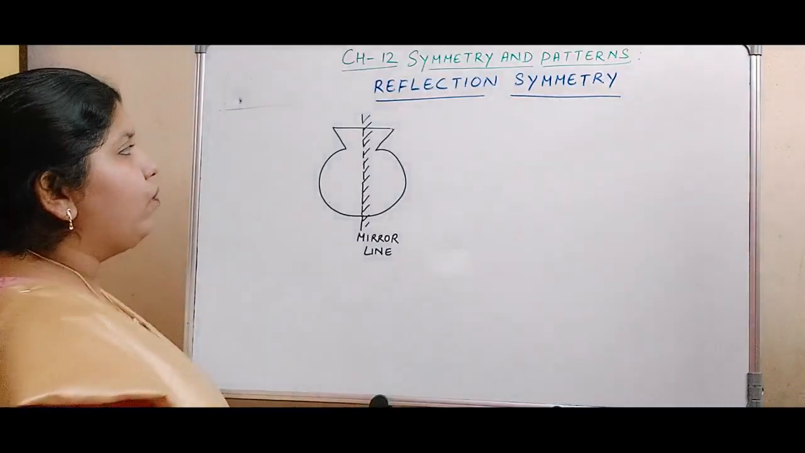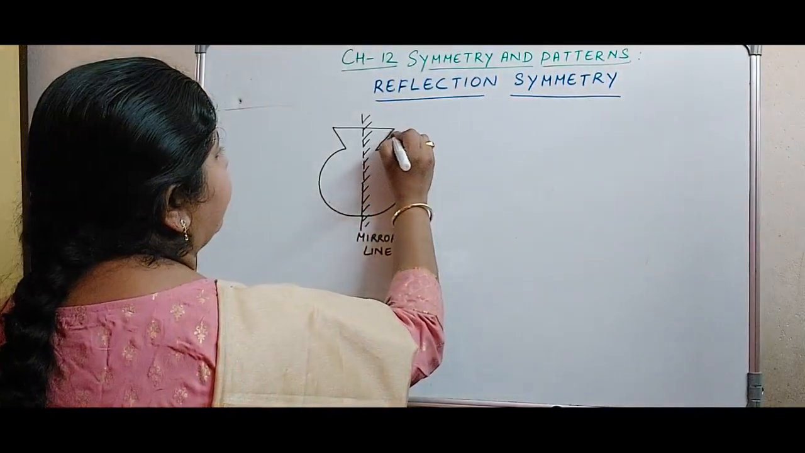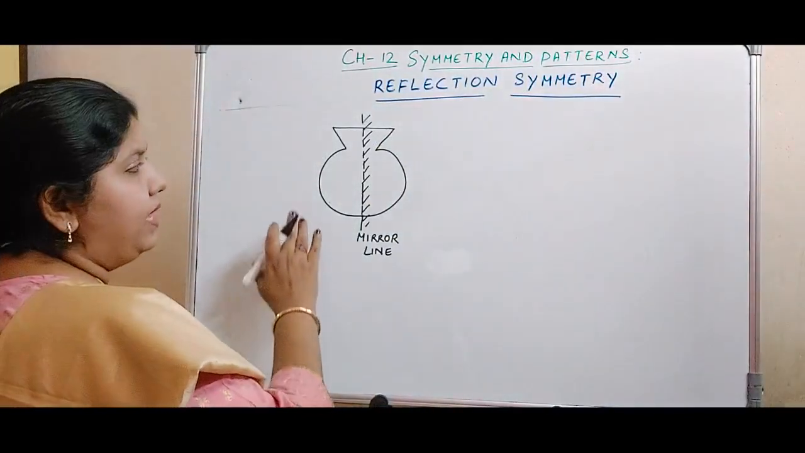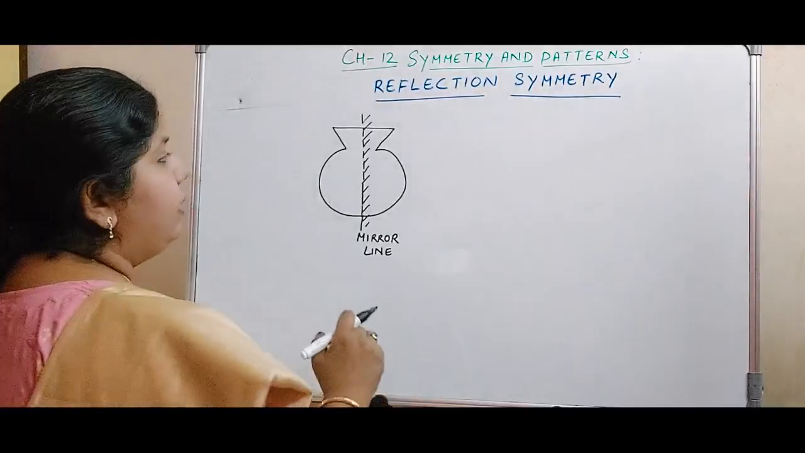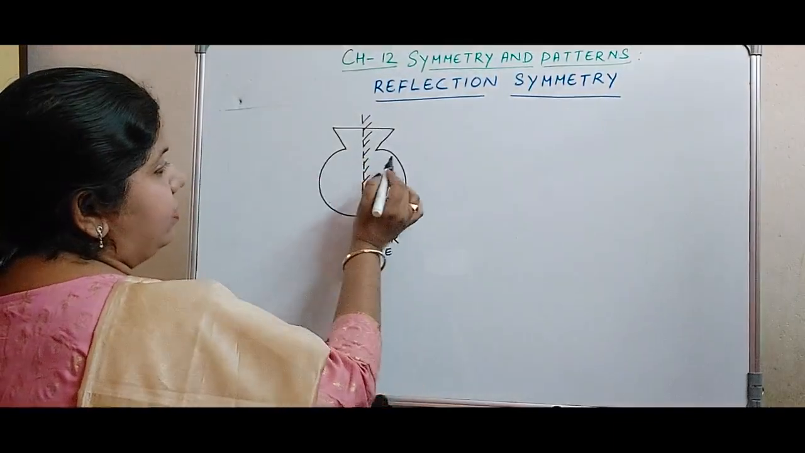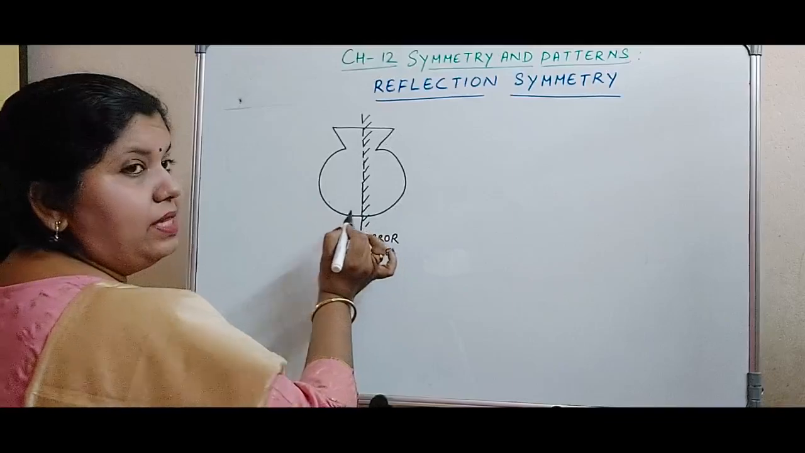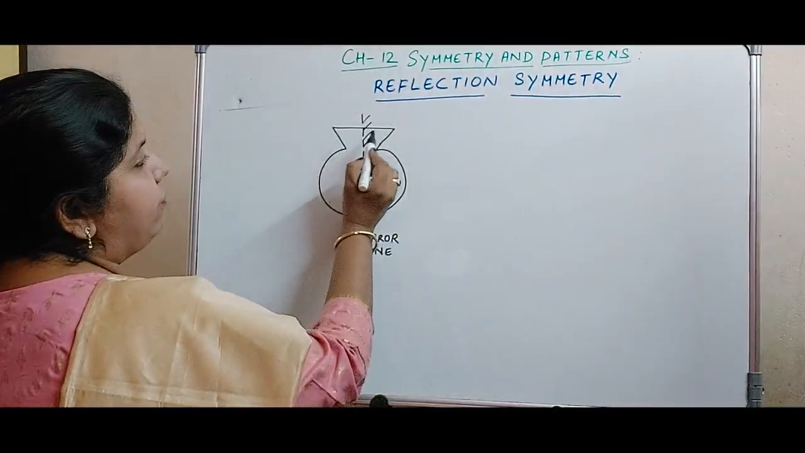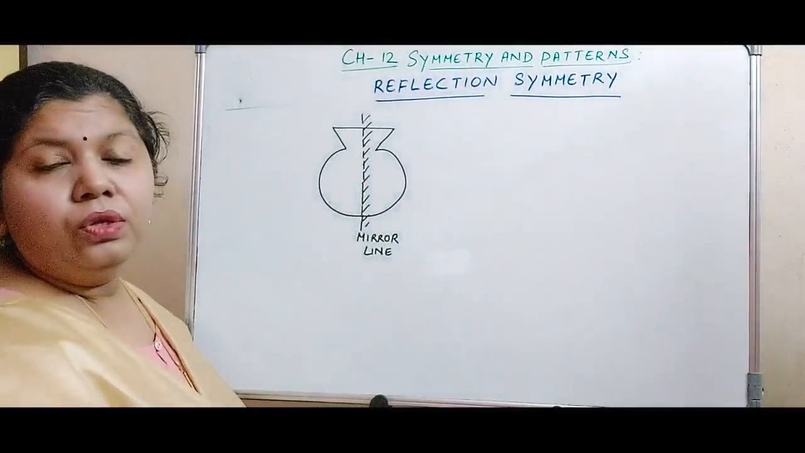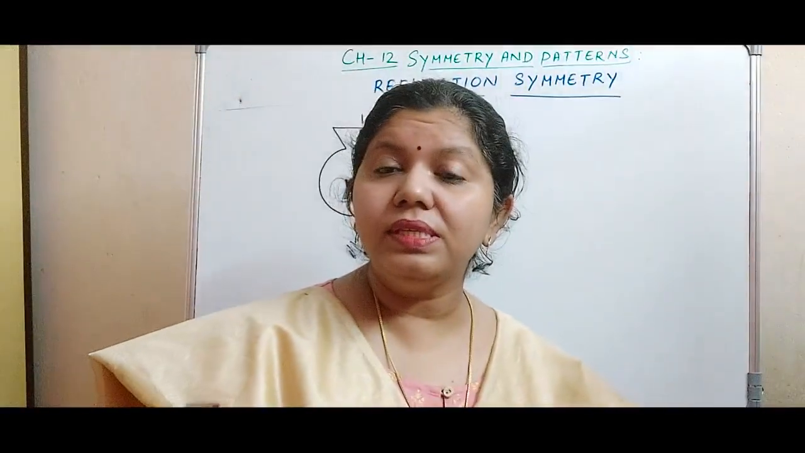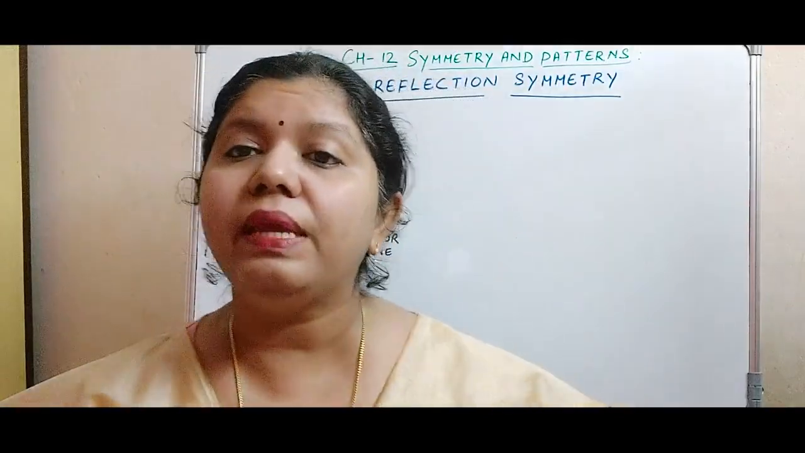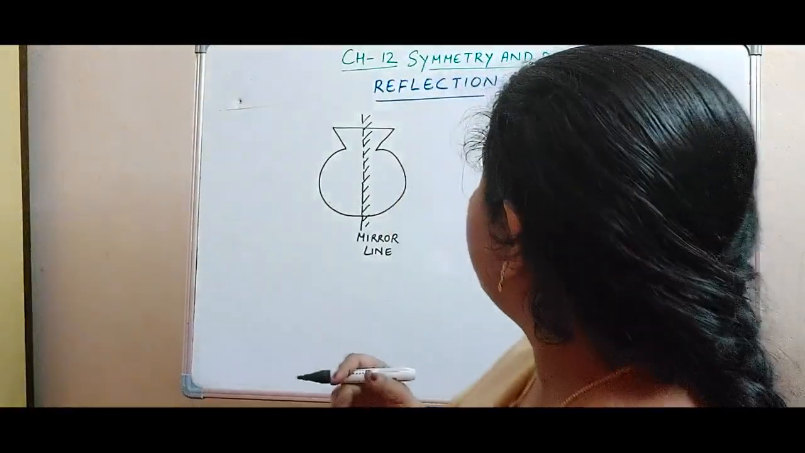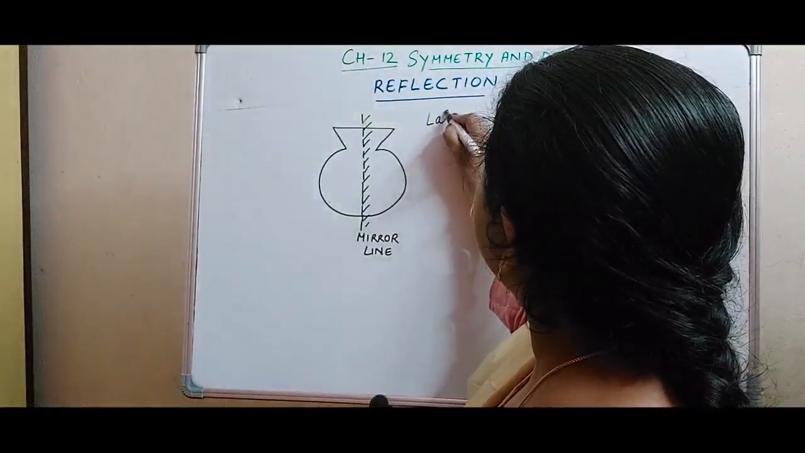Okay, but one problem is there. If you notice it carefully, there is some problem. What is the problem? If this is tilted towards left, here this round is bulging towards the right side. Here bulging is towards the left. Here the pointing is towards the left. Here the pointing is towards the right. So this is an important characteristic of an image which is formed in a mirror. What is the characteristic called? The characteristic is called lateral inversion.